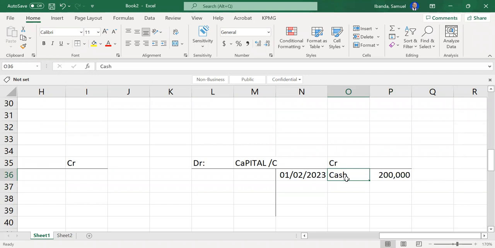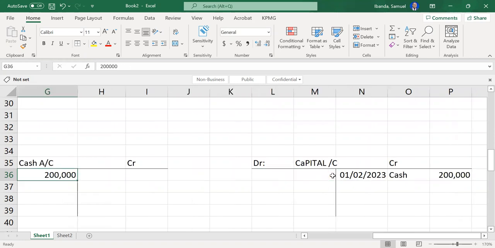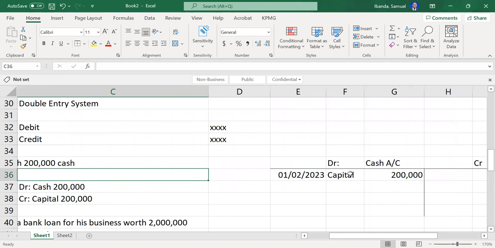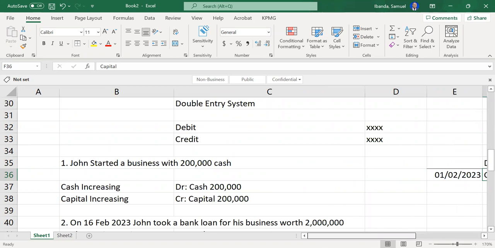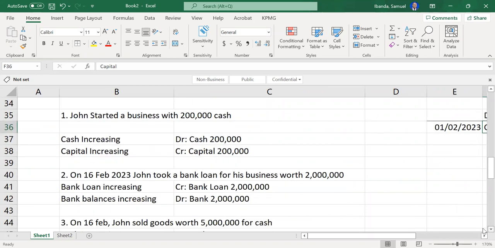The reason why we do this is for reference purposes. If I ever come to a capital account and it has many things, I can know that on this day there was a cash contribution of 200,000. So I know that when I go to another account called cash, I can find this transaction. The same thing also happens here. In my cash account, I've called this capital, recorded 200,000, and I can reference back. I know that my capital was 200,000 on that given date. So that is how that happens.